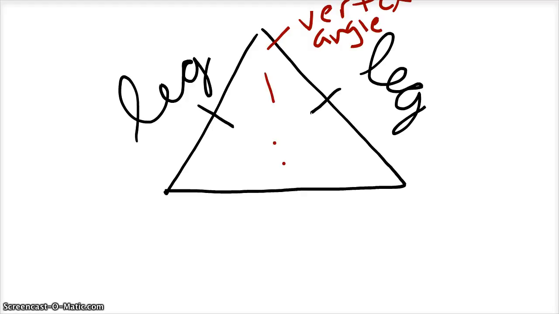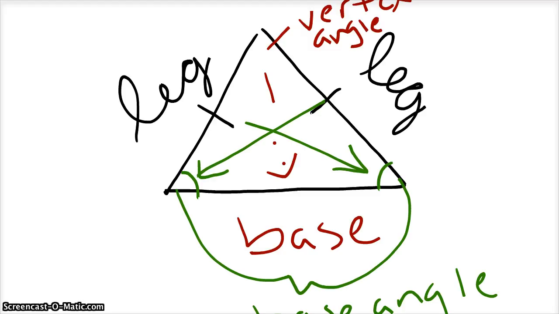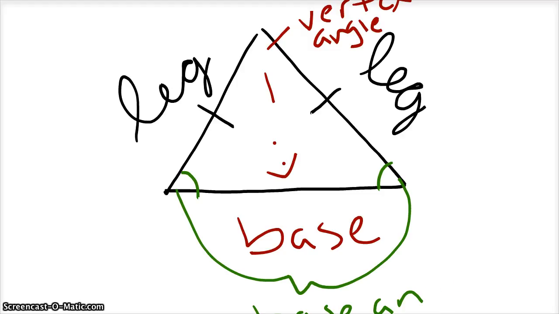Okay, and the side across from me, remember, that's my base. So then this and this would be my base angles. And they are congruent. The base angles are across from the congruent legs, and they are also congruent. Okay, I know it's a busy triangle, but you get the point. That's pretty much what I need you to have drawn.